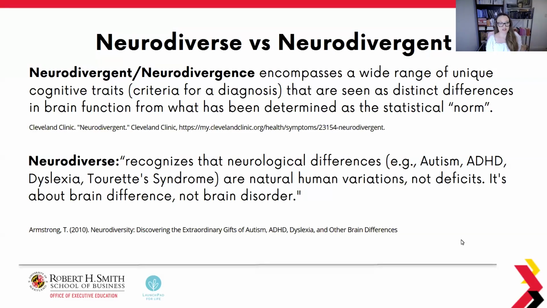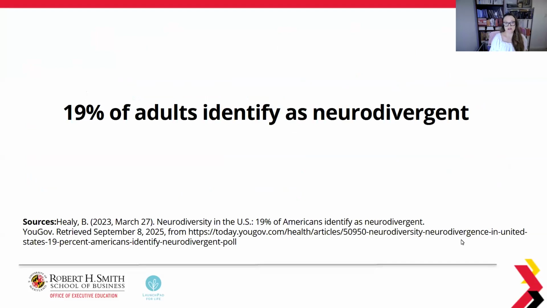So now that we've done the definitions, let's go on to how many adults actually identify as neurodivergent. It might surprise you to find out that 19% of adults in the US identify as neurodivergent. What we are seeing in these trends, and this is a YouGov poll that was done fairly recently, I think in 2023, is that a greater share of younger Americans are identifying as neurodivergent than older Americans.